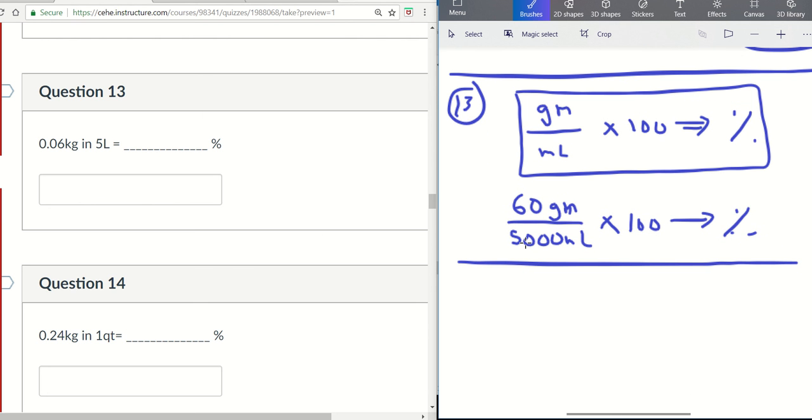So, 5. What percent? 1.2%? Are you sure? 60 divided by 5,000 times 100. Yep. 1.2%.